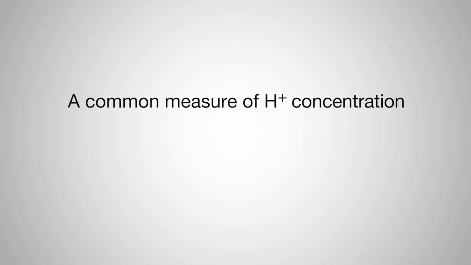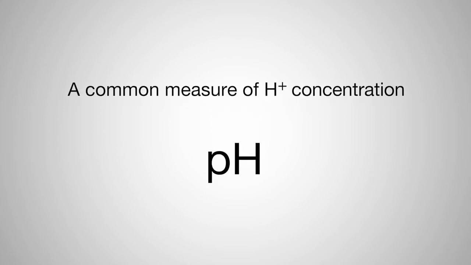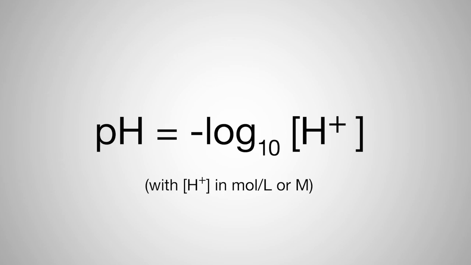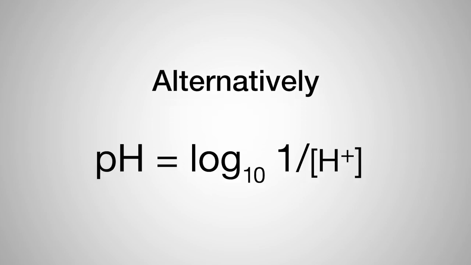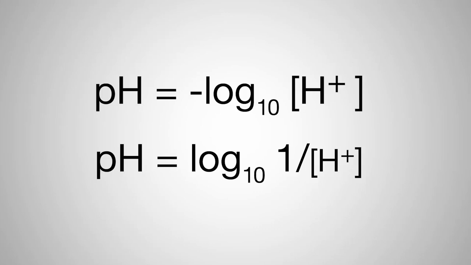A common measure of hydrogen ion concentration is termed pH. Let's first understand in simple terms what we mean by pH. pH is defined as the negative base 10 logarithm of the hydrogen ion concentration measured in moles per litre. Alternatively, this can be expressed as the positive base 10 logarithm of the inverse of hydrogen ion concentration. So if you remember your logarithm laws, you will recall that these two formulations are identical.